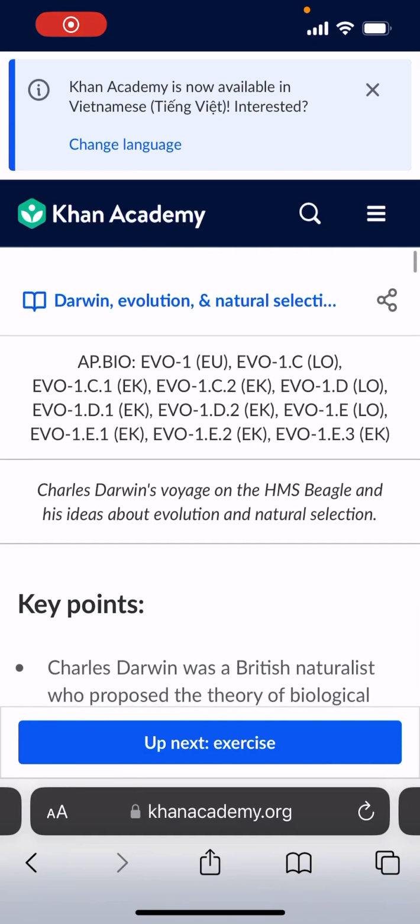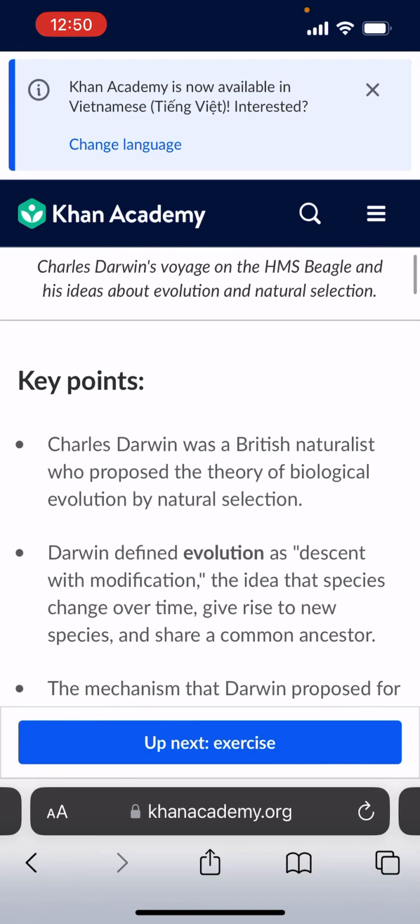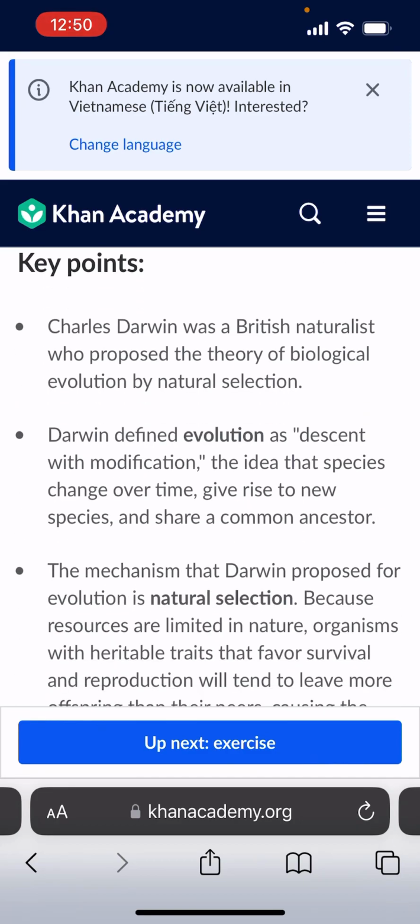Charles Darwin, Evolution and Natural Selection. Key points: Charles Darwin was a British naturalist who proposed the theory of biological evolution by natural selection.